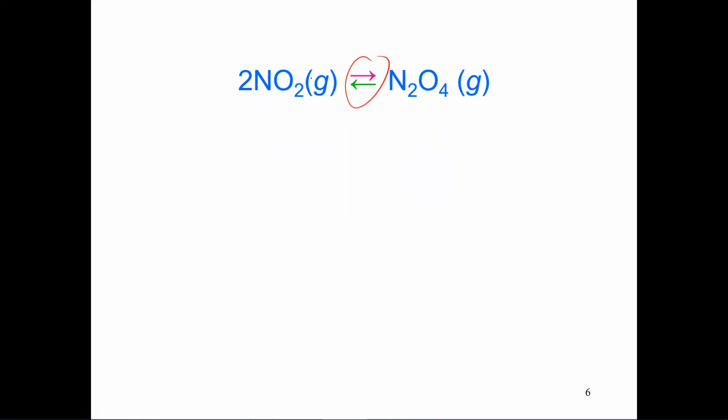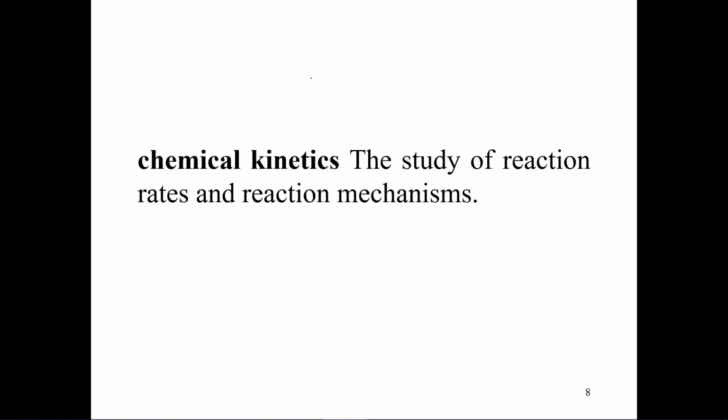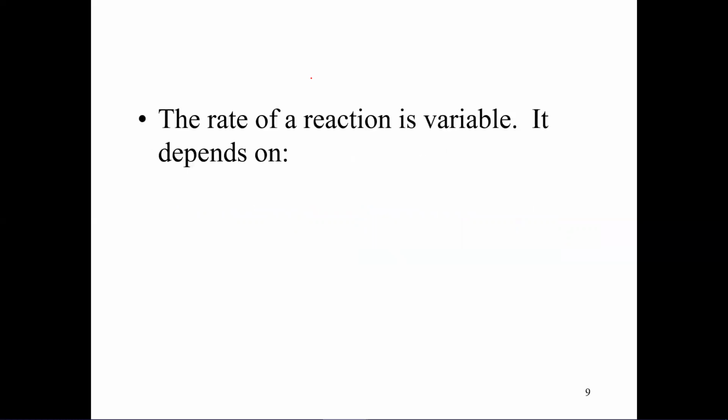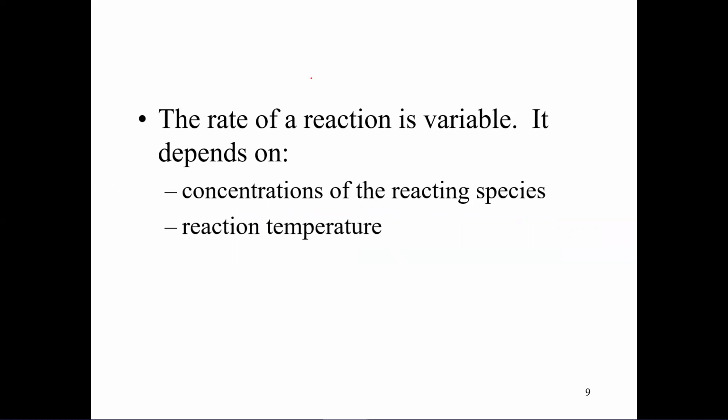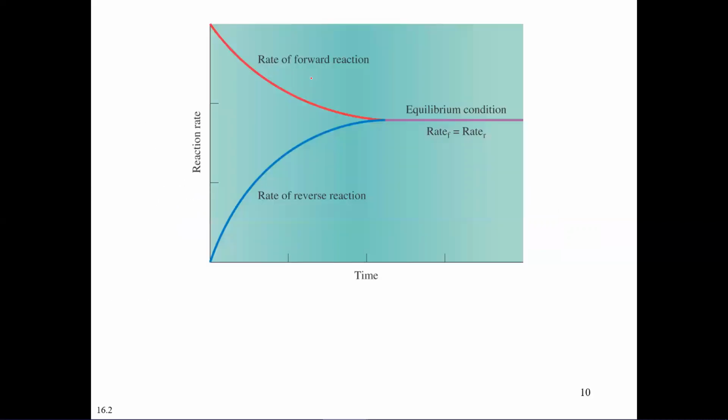And then here's going back and forth regarding that. The rates of reaction are important to understand. Essentially, we were talking about that in the previous chapter, the study of the reaction rates and reaction mechanisms. The rate of reaction is variable. It depends on the concentration of the reacting species, the reaction temperature, the presence or absence of catalysts, which essentially changes the reaction path, and then the nature of the reactants together.